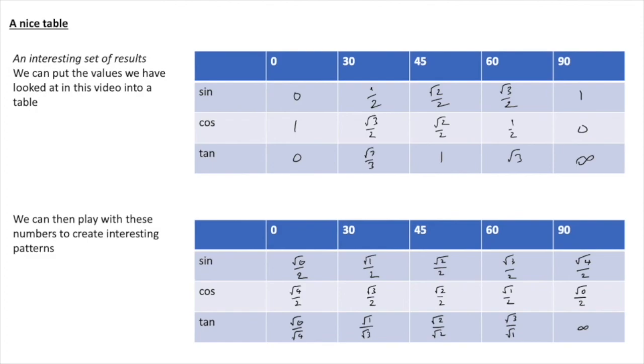But the pattern for the tangent is we have root 0 over root 4, then the top goes up and the bottom goes down, so we have root 1 over root 3, root 2 over root 2, root 3 over root 1, and if we were to continue that, we would have root 4 over root 0, which we're not allowed to do because we're not allowed to divide by 0, but if we let the bottom of a fraction approach 0, we do indeed end up at infinity. So in a certain sense, that pattern could continue into that bottom right cell on the table. So there we are, just an interesting set of results to finish with, and that's the end of this video.